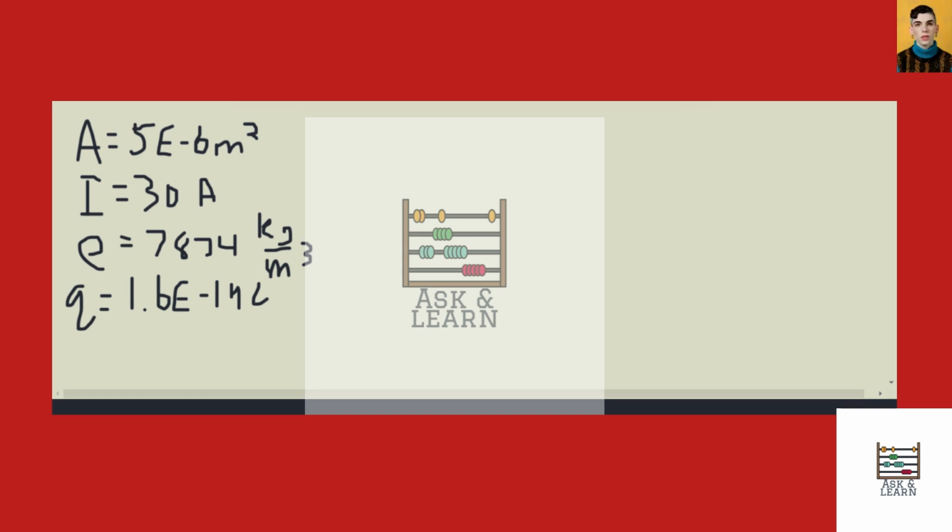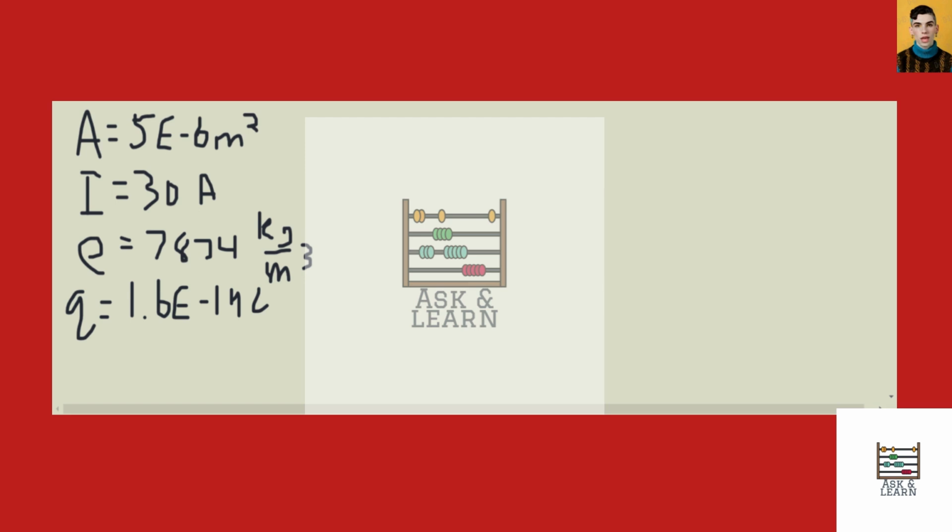So for this problem, we're given the area and the current, and then I have the density of iron and the charge of an electron. And so for part A, we're looking for the number of kilograms in 1 mole of iron, but that's just the same as the molar mass. So the answer for part A is just 0.0558 kilograms per mole.